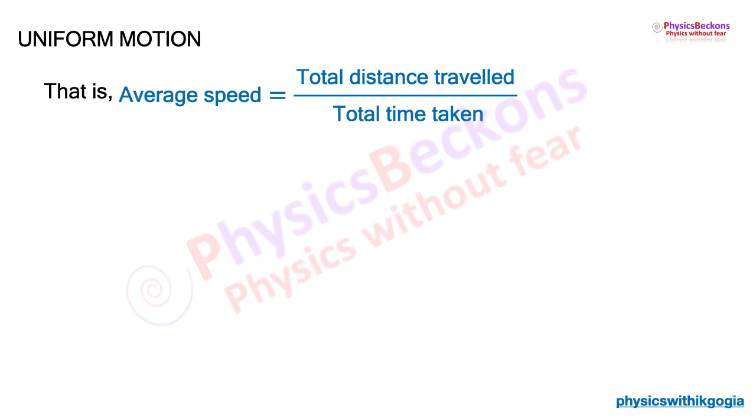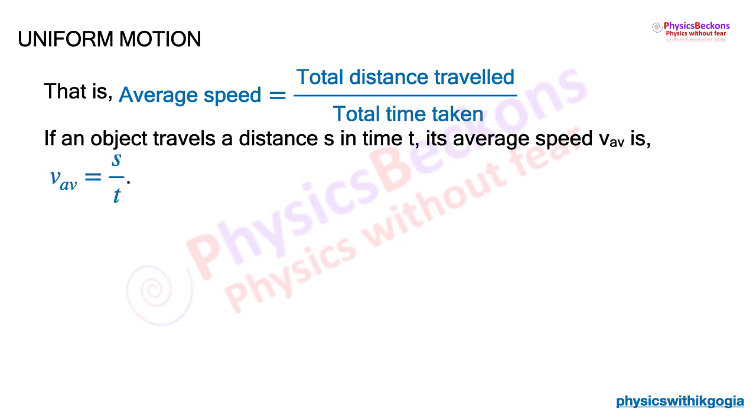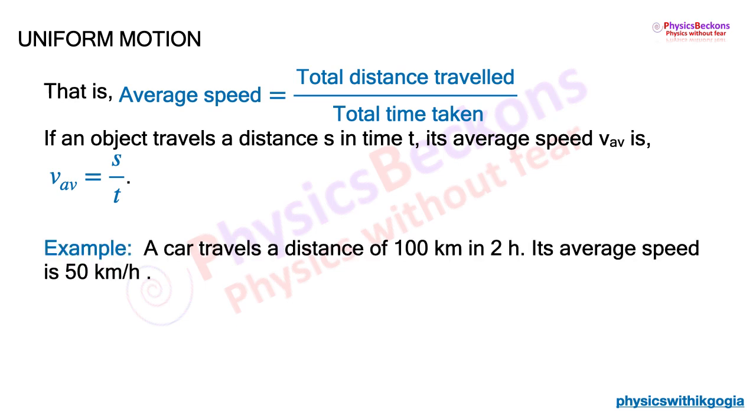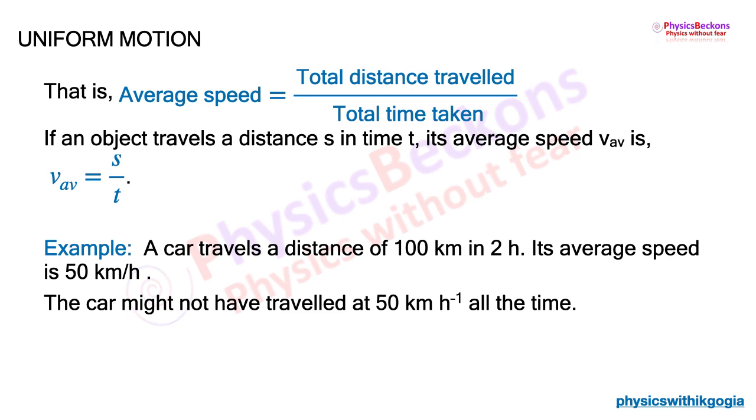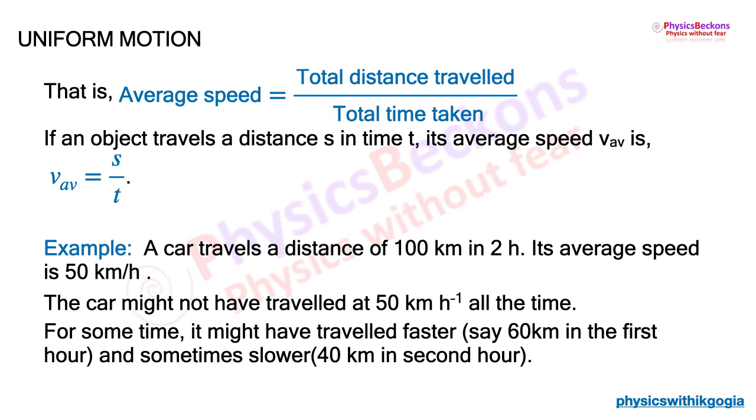The formula for average speed is on your screen: total distance traveled divided by total time taken. So, for an object traveling a distance S in time t, the average speed V_av is S over T. Let's take an example. A car travels a distance of 100 kilometers in 2 hours. The average speed will be ratio of distance, that is 100 kilometer, to total time 2 hours, that is, it will be 50 kilometer per hour. The car may not have traveled at this speed all the time. For example, in first hour it might have covered 60 kilometer, in second hour it might have covered 40 kilometer, making it a total distance of 100 kilometer in 2 hours.